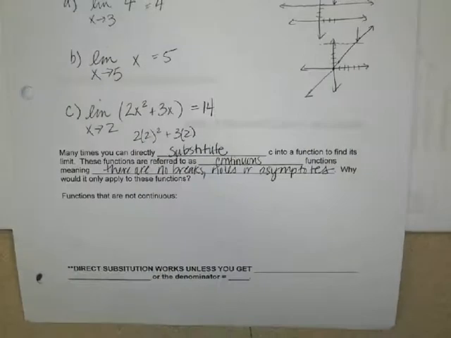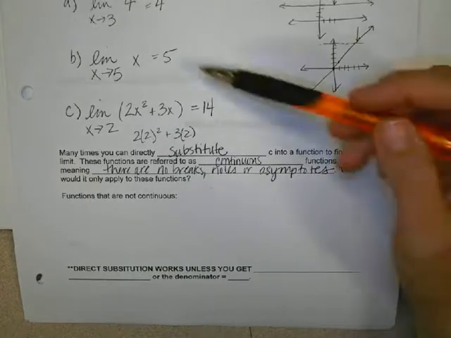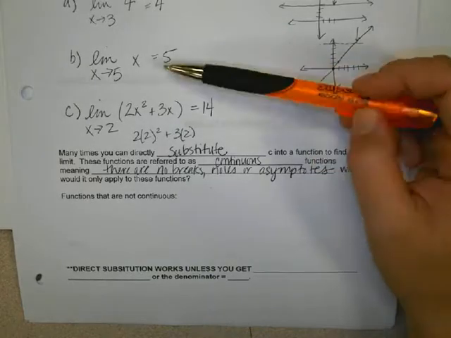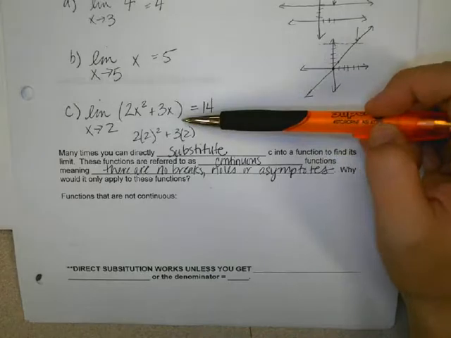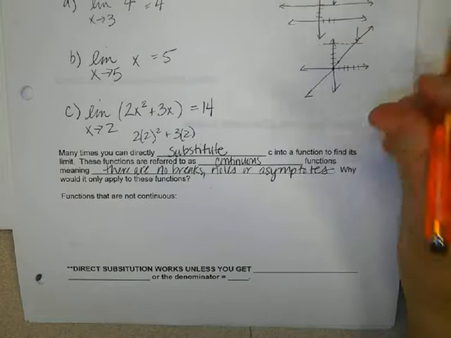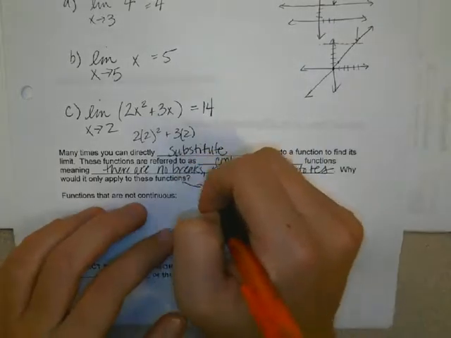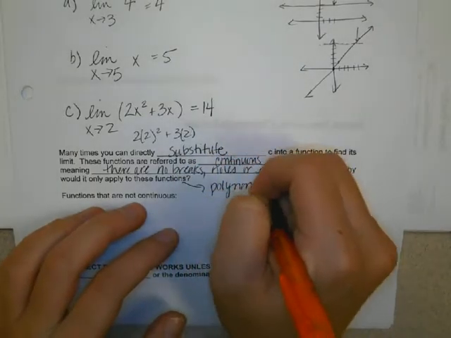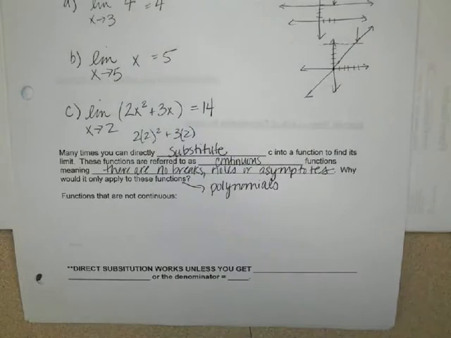Why would it apply only to these functions? Well, you'll notice that all these functions here, you have a line, and this would be a quadratic if we were to graph it. These are in the families of functions called polynomials. All polynomials are continuous. There's no breaks, holes, or asymptotes.